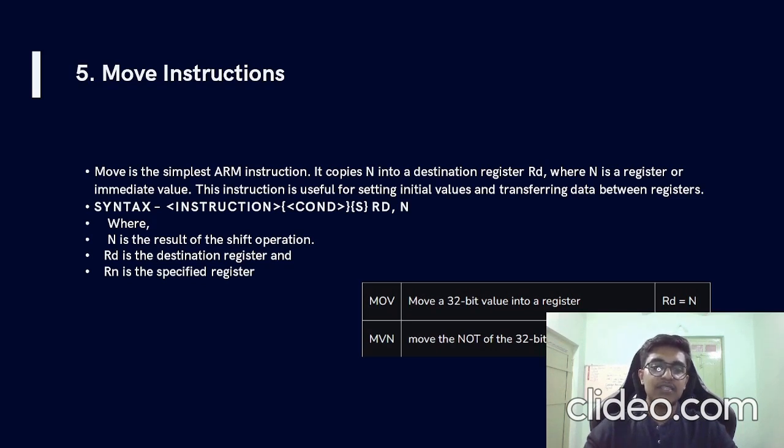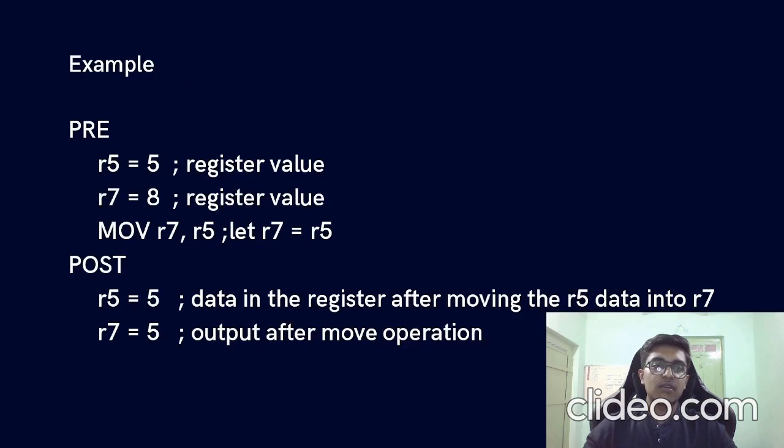The following operations are MOV, that is move. Move a 32-bit value into a register. MVN, you are going to be able to move the NOT value of the given 32-bit register into the final result. The example of the move instruction is as follows.